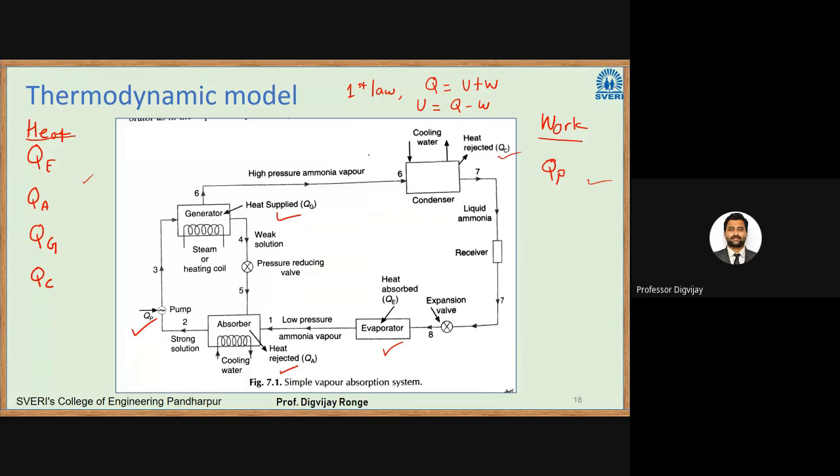Any answers? What will be the equation for this system according to the first law of thermodynamics? The first law is the law of conservation of energy, so the quantity of energy should be conserved. It can change from one form to another, but the total amount of energy in this system must be conserved. Any answers for this? You can type in the chat box. I will wait.